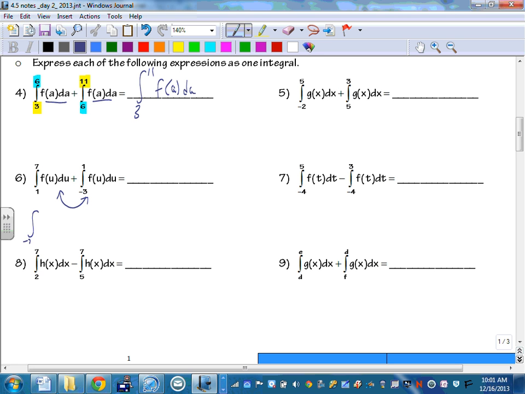Alright, so -3 to 1 of f of u du plus the definite integral from 1 to 7. So adding, it doesn't matter which order we add two things, it's still going to add up to the same. So we just switch the order. Now this matches up properly because this one ends at 1, this one begins at 1, so it picks up where the last one left off. So we can do the definite integral from -3 to 7.